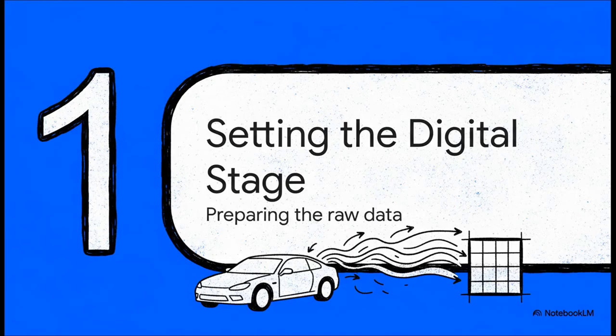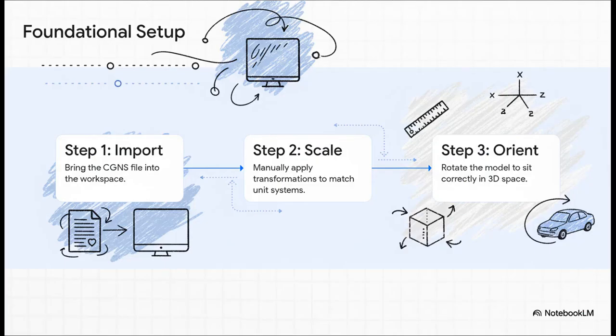Okay, before we get to the really cool visuals, we have to set the stage. This first part is all about prepping our data. And trust me, if we get this wrong, nothing else is going to work. The whole setup really just boils down to 3 simple steps: import, scale, and orient. First, we bring the data into our software. Then we make sure it's the right size. And finally, we get it sitting upright in our virtual world.